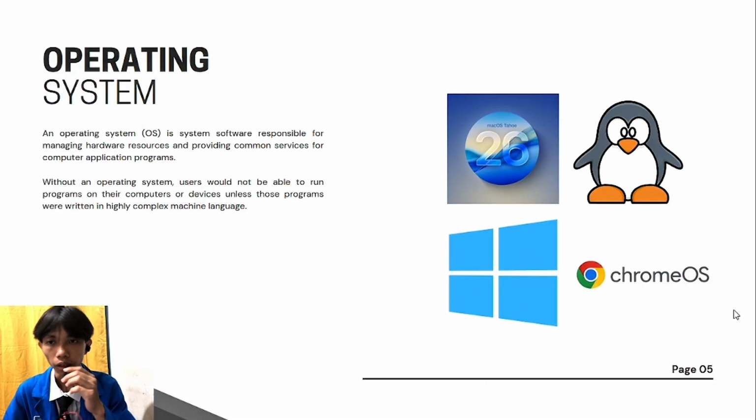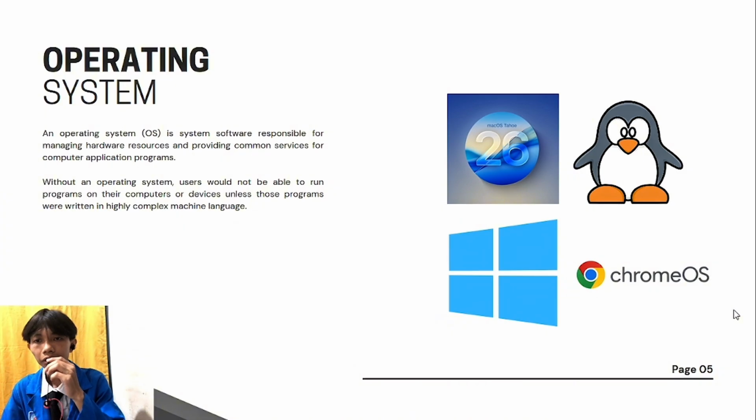Alright, let's move to operating system. An operating system is system software responsible for managing hardware, resources, and providing common services for computer application programs. Without an operating system, users will not be able to run programs on their computers or devices unless those programs were written in highly complex machine language.